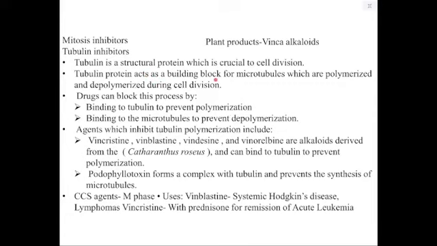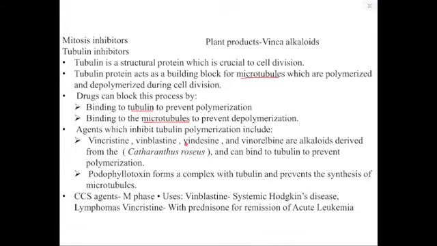Tubulin protein acts as a building block of the microtubules, which are polymerized and depolymerized during cell division. Both the processes of polymerization and depolymerization are important. If you block either polymerization or depolymerization, then cell division will not occur. Drugs can block this process by either binding to tubulin, which is important as a structural protein, and preventing polymerization, or binding to the microtubules to prevent depolymerization.